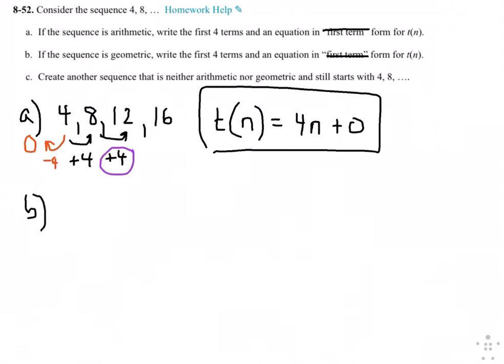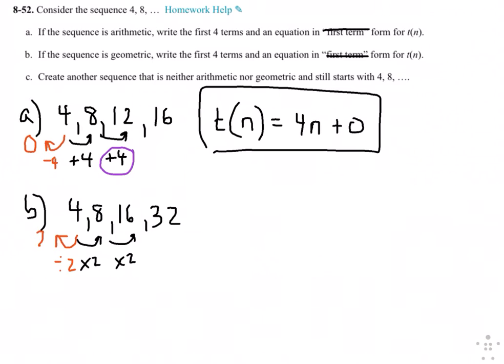And now let's do B. It says if it's geometric, so 4, 8, that means we're multiplying by 2, so we have to keep multiplying by 2. So that would be 16, 32, right? Okay, so now we need that imaginary zeroth term. So we would divide by 2, and it would be 2, right? Would be that imaginary zeroth term.